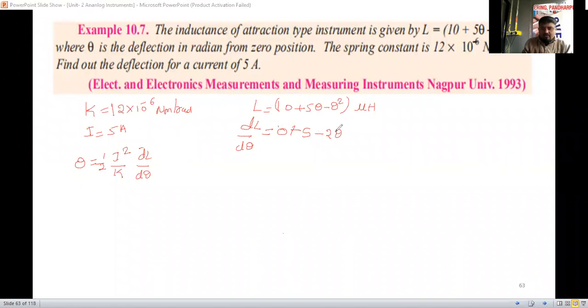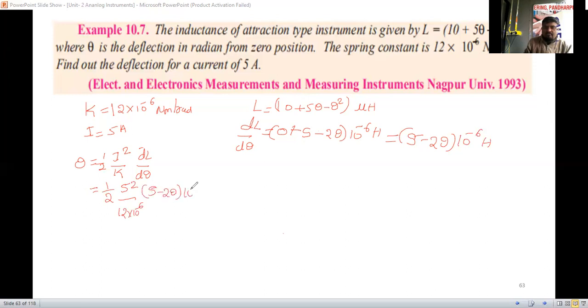Micro means 10 to the power of minus 6. So this equation you can directly write as 5 minus 2 theta into 10 to the power of minus 6 Henry. Next, 1 by 2 I square, and K is 12 into 10 to the power of minus 6. Here also 10 to the power of minus 6 is there, so it will get cancelled.